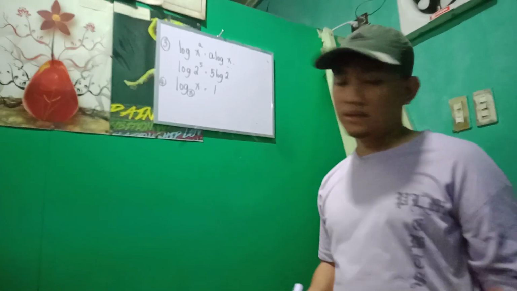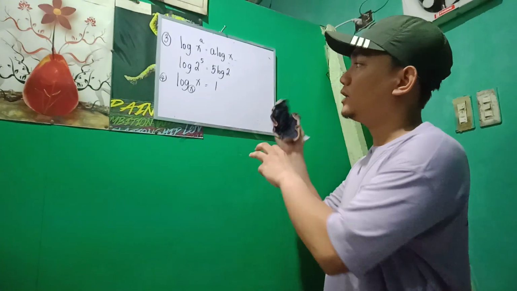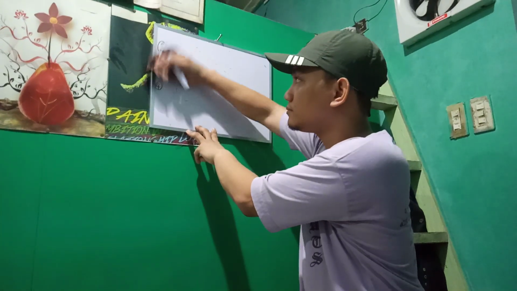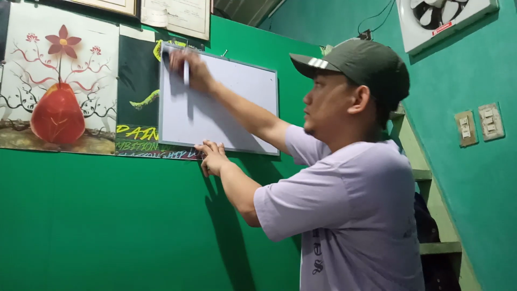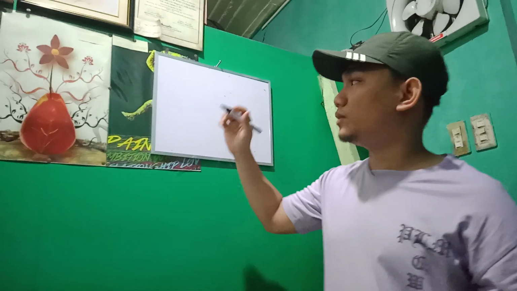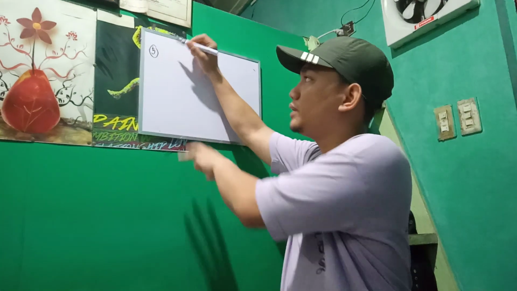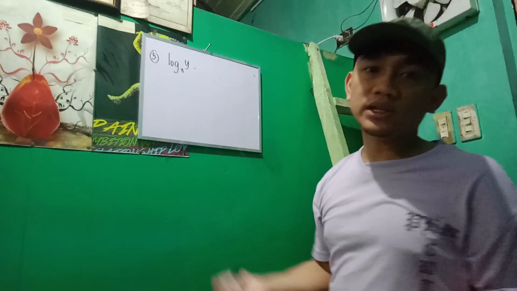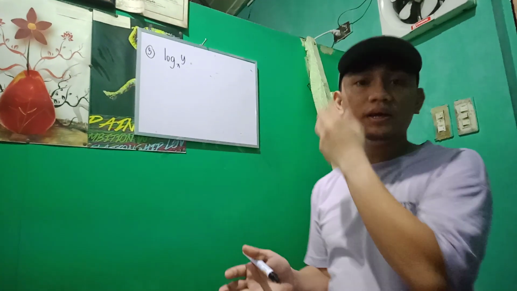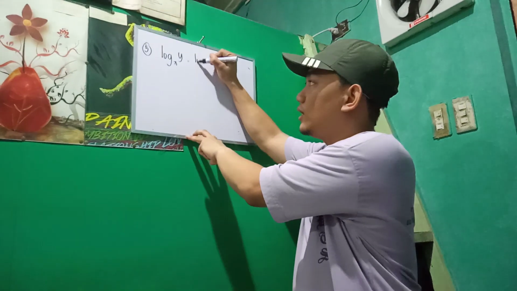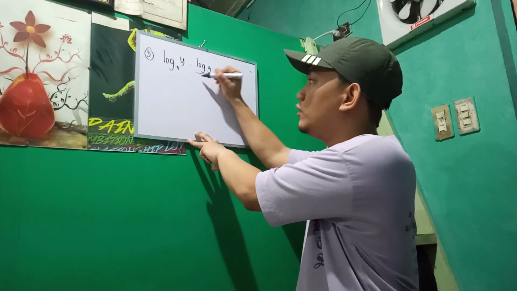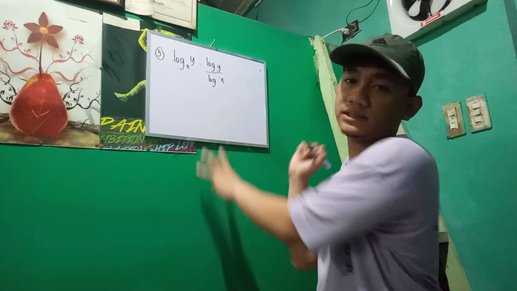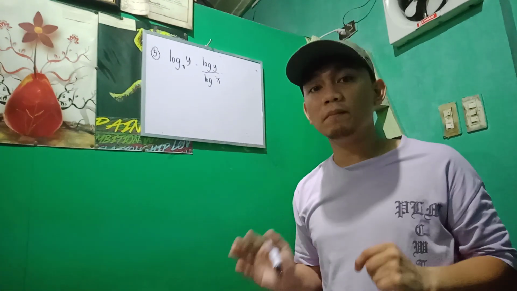Okay? Next, proceed tayo dun sa change of base. So, ganito po yung change of base. So, we have number 5. Ito kasi yung hindi masyadong nadidiscuss or minsan hindi natin nabibigyan ng emphasis. So, for number 5, we have logarithm of y base x. So, meron tayong certain base. Ang tinatawag nating change of base, equal po yan sa logarithm ng y over logarithm ng x. Yan po yung tinatawag natin na change of base.